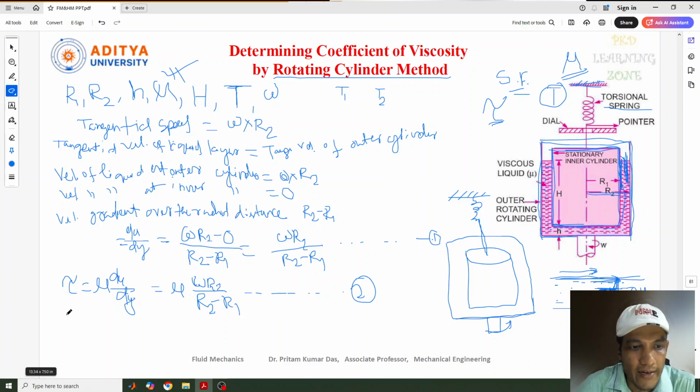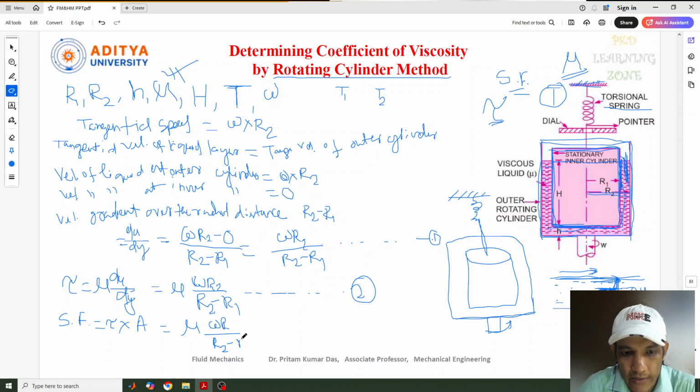Now here I can write one more thing, as I told, shear force. Shear force equals the shear stress into the area, the area of the surface. What is the area of the surface here? This is the total area of the surface which is connected to this liquid, so the total will not be considered up to here only. Now tau we already got, mu omega R2 by R2 minus R1. So what about the area? The shear stress is acting on the surface area.